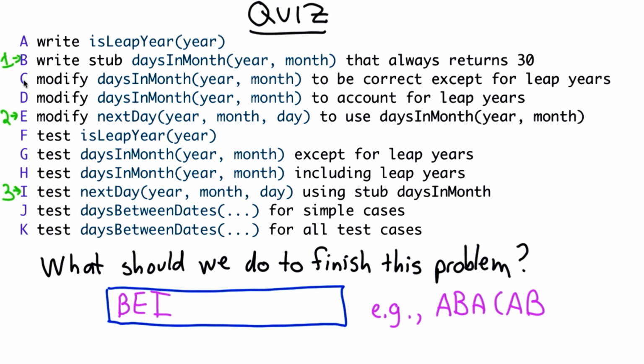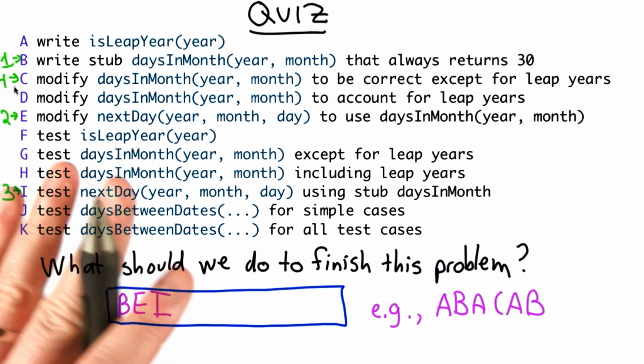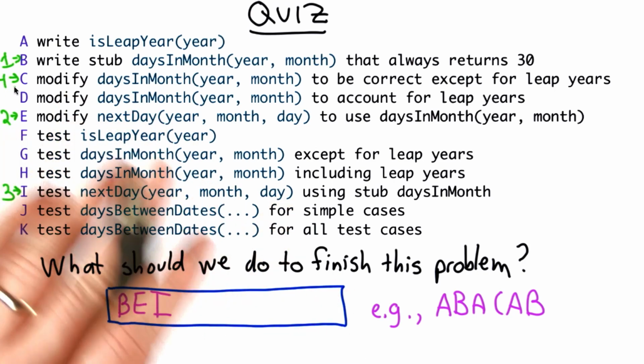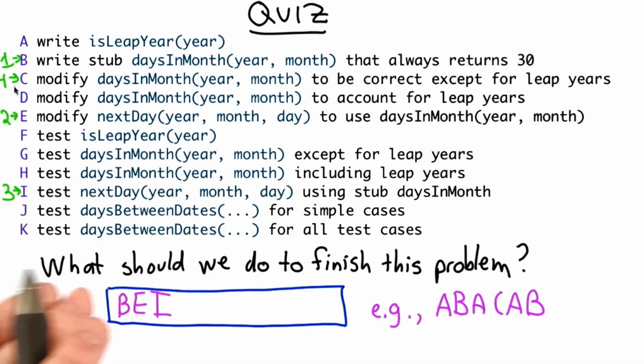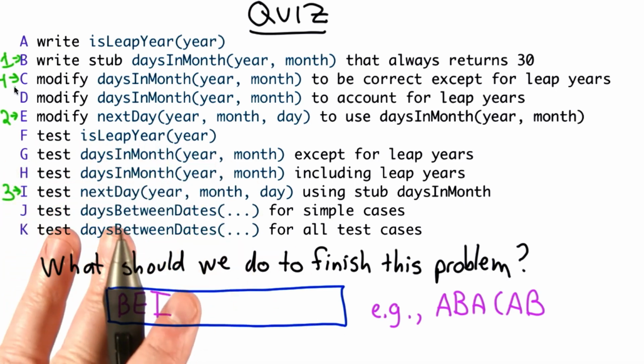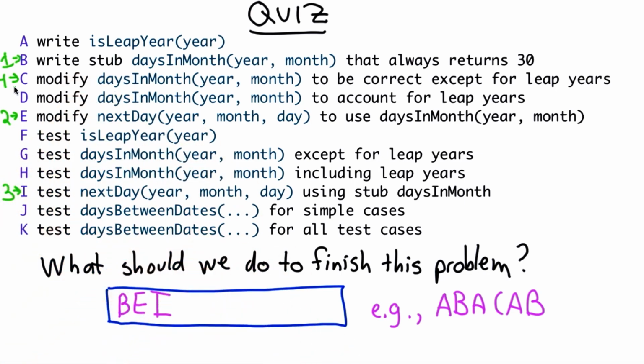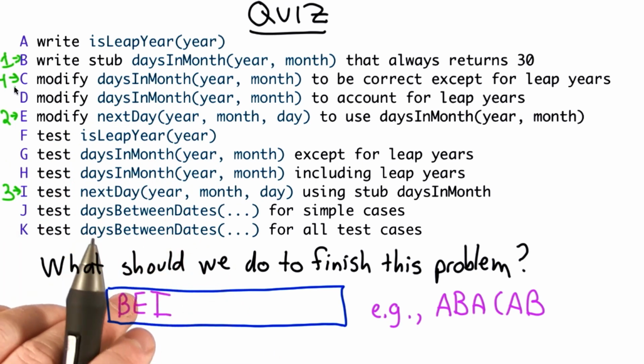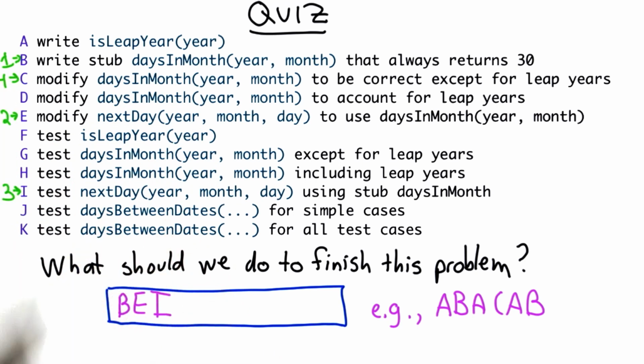The next thing we'll do is modify days and month to be correct except for leap years. I'm putting off leap years as long as I can because I think leap years are really annoying. But they're also a complexity that only comes up occasionally, and we can get really close to the correct answer and know that we've got all the structure of the code and everything in good place, putting that off. So I'll do that. Then I think it's a good idea to test again. So we're going to do the testing again in step 5.